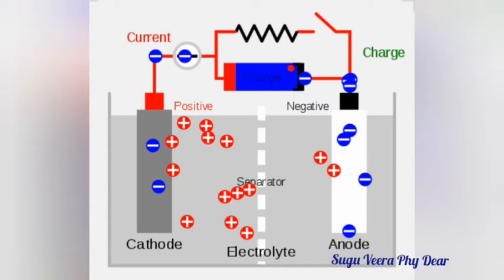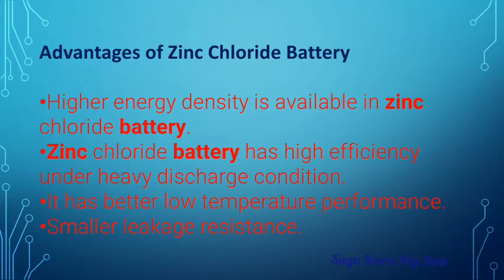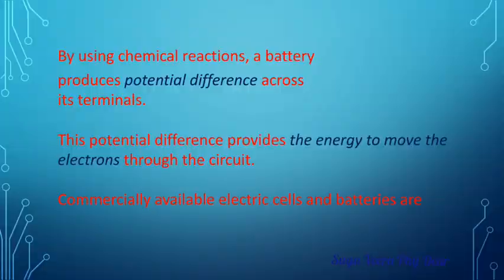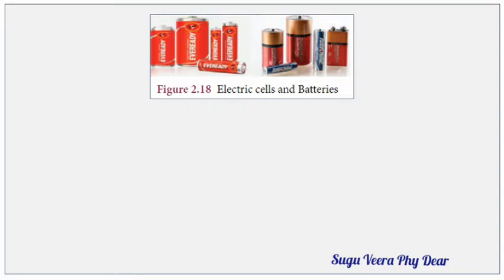Advantages of zinc chloride batteries: higher energy density is available in zinc chloride battery. Zinc chloride battery has high efficiency under heavy discharge condition. It has better low temperature performance, smaller leakage resistance. By using chemical reactions, a battery produces potential difference across its terminal. This potential difference provides the energy to move the electrons through the circuit. Commercially available electric cell and batteries.